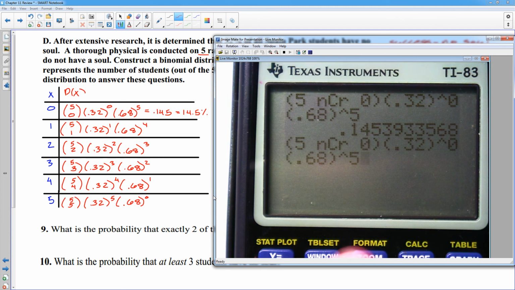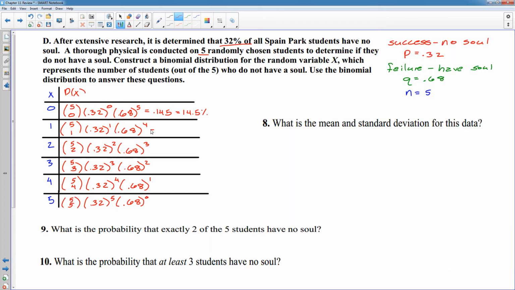So now I'm simply going to go up and change it to 5 choose 1, 0.32 to the 1st power, and then 0.68 to the 4th power. Hit enter, and you get 0.342. So I get 0.342, which is a 34.2% chance that exactly one of the 5 do not have a soul.